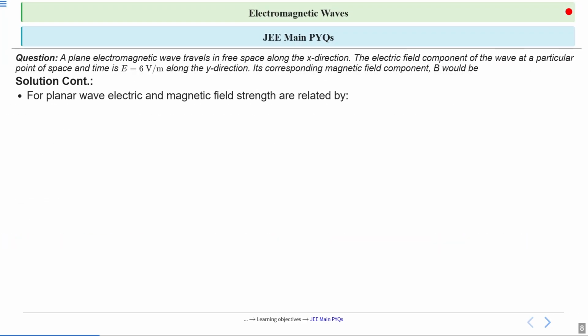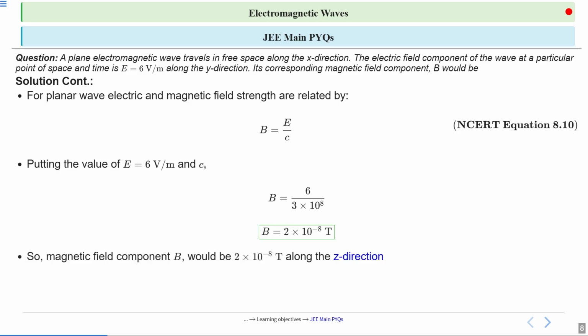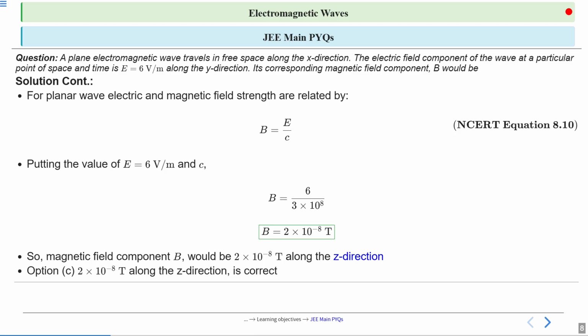For a plane wave, the electric and magnetic field strengths are related by B equal to E upon C, according to NCERT equation 8.10. Putting the value of E equal to 6 volt per meter and C, the speed of light, 3 into 10 to the power 8 meter per second, B will be equal to 6 upon 3 into 10 to the power 8, so B will be 2 into 10 to the power -8 Tesla. So the magnetic field component B would be 2 into 10 to the power -8 Tesla along the Z direction. So option C is correct.